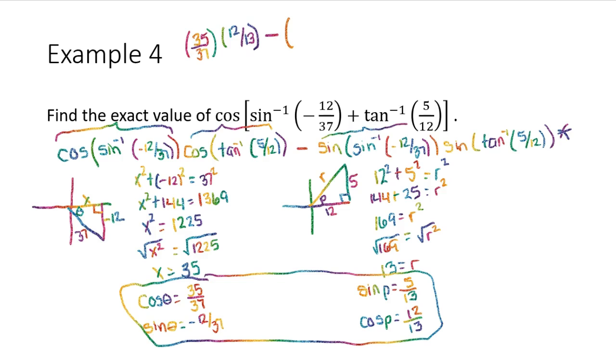This piece here is asking me what's the sine for the angle where the sine was negative 12/37. Well, that's just negative 12/37. And then this piece here is asking me what's the sine for the angle where we knew the tangent was 5/12. That's this side over here. The sine we found to be 5/13.